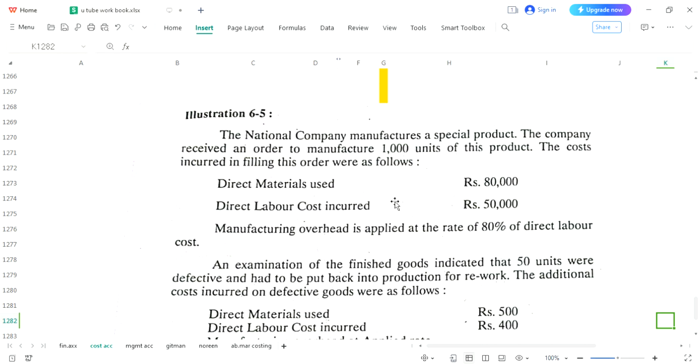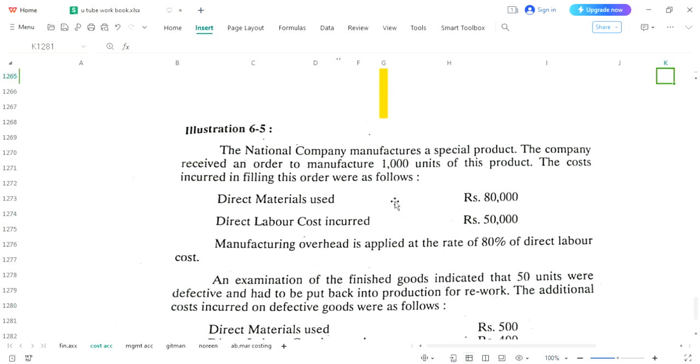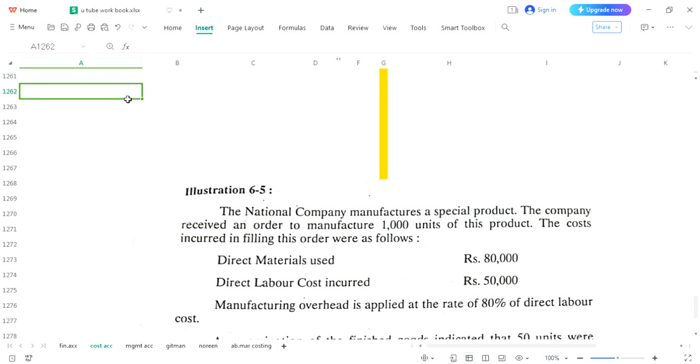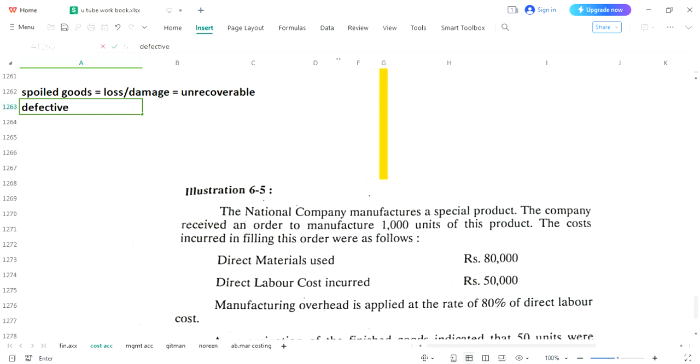In case of spoiled goods, there would be a sort of damage, but that damage is not recoverable. Under spoiled goods, we have understood that there would be a loss or damage of product, and that damage is unrecoverable. But when you are talking about defective goods, we will again have loss and damage, but that loss is easily recoverable by putting some effort.